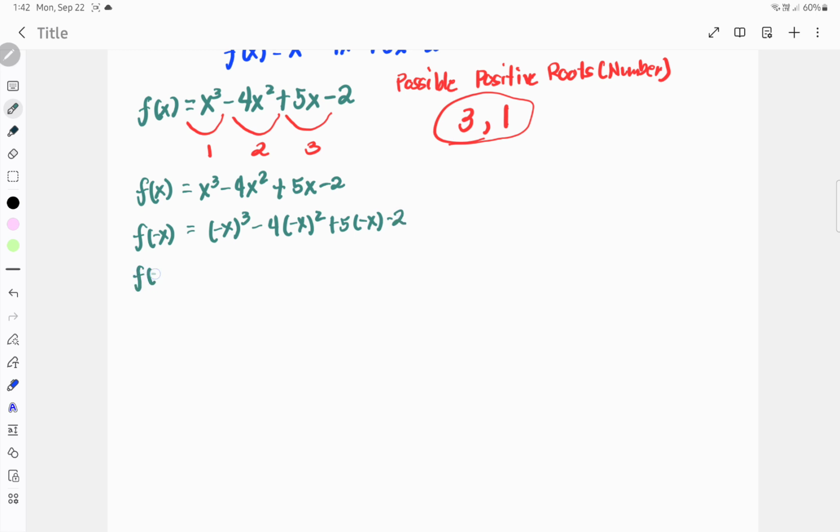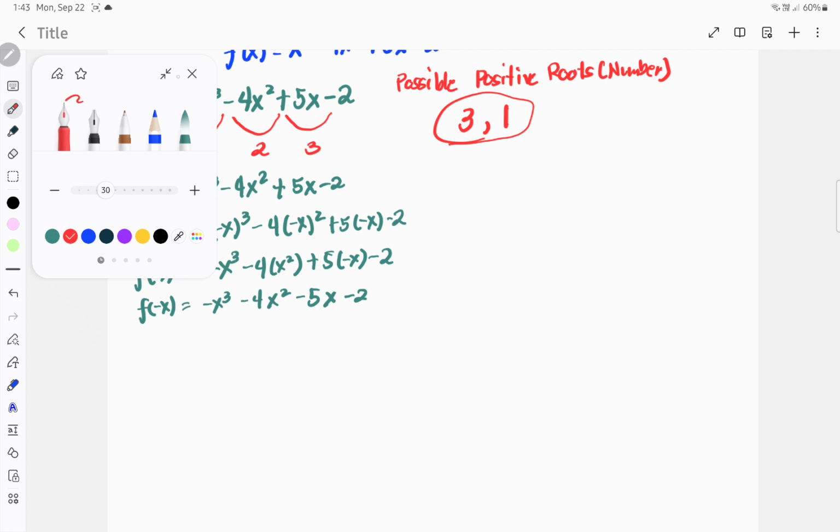So f of negative x would be equal to negative x cubed minus 4 times x squared, so just remaining like that, negative x minus 2. So f of negative x would be negative x cubed minus 4x squared minus 5x minus 2. As you can see, let's now count the number of variations.